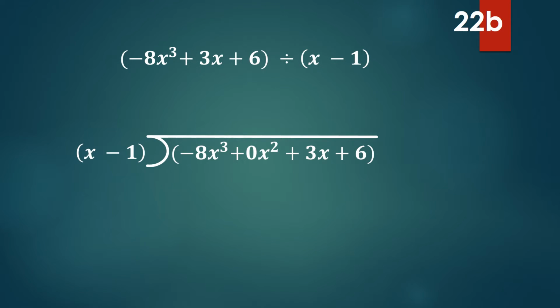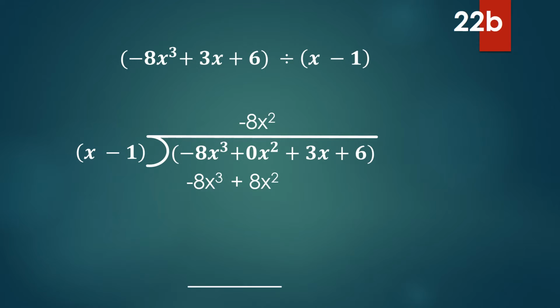You look at what do you multiply x by to give you negative 8x cubed. You multiply it by negative 8x squared. Multiply negative 8x squared by each of these terms. Negative 8x squared times x gives you negative 8x cubed. Negative 8x squared times negative 1 gives you plus 8x squared.